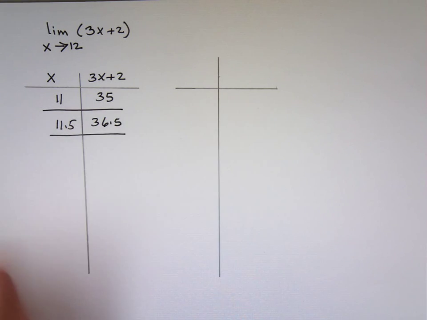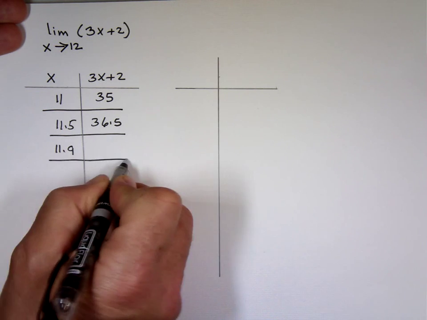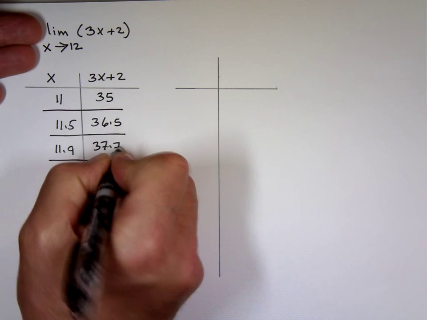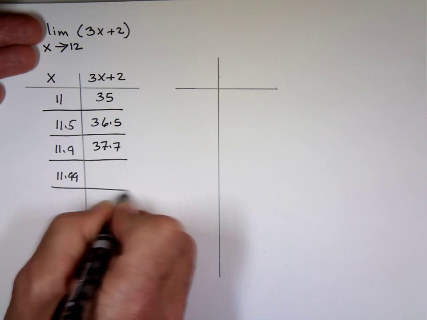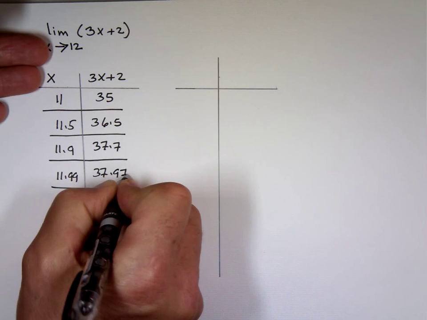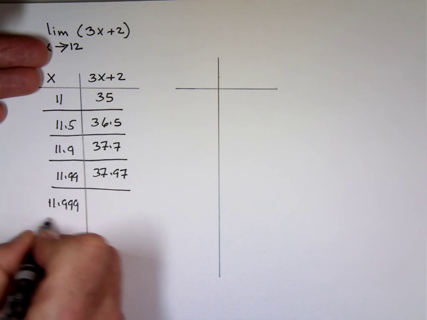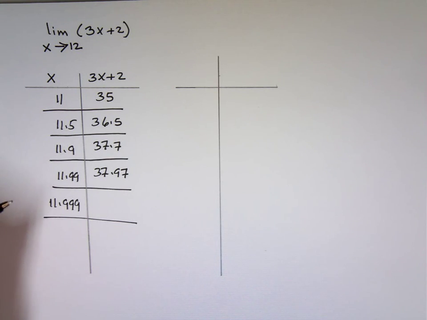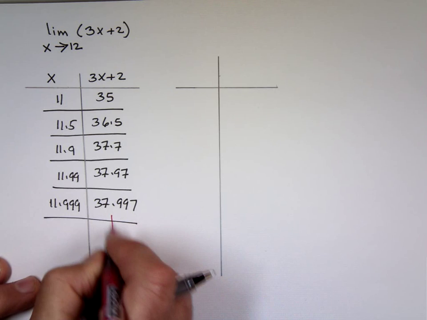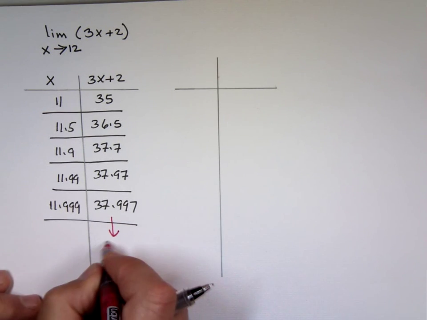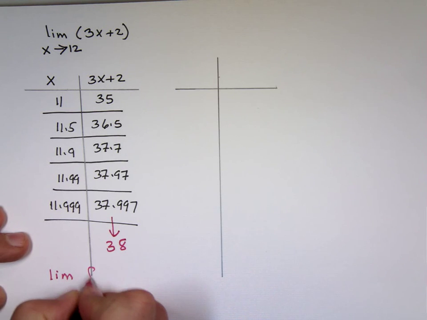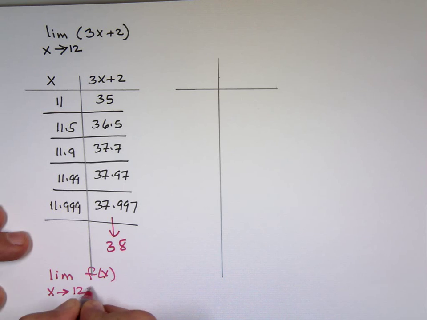How about 11.9? I'm getting closer to 12. 37.7. How about 11.99? 37.97. How about 11.999? 37.997. Where do you see that number going? Toward what value? Getting closer to what? 38. So from the left side, it's going toward the 38. Now let's look at it from the right side.